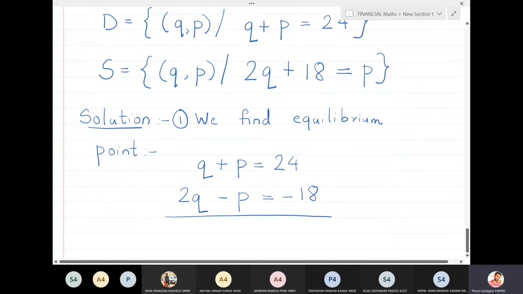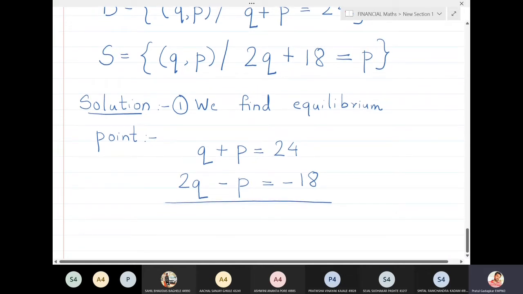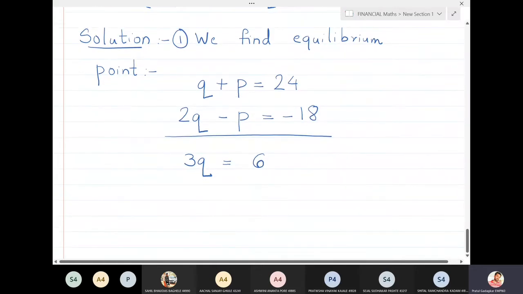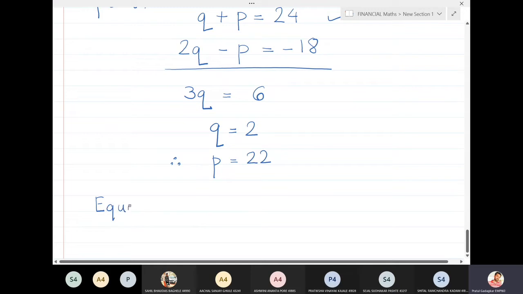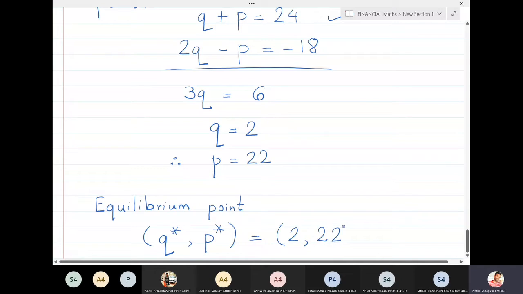So I will solve the two equations and I will get 3Q is equal to 6, right? So Q is 2, and therefore P has to be, from this equation, 22. So the equilibrium point (Q star, P star) is equal to (2, 22).